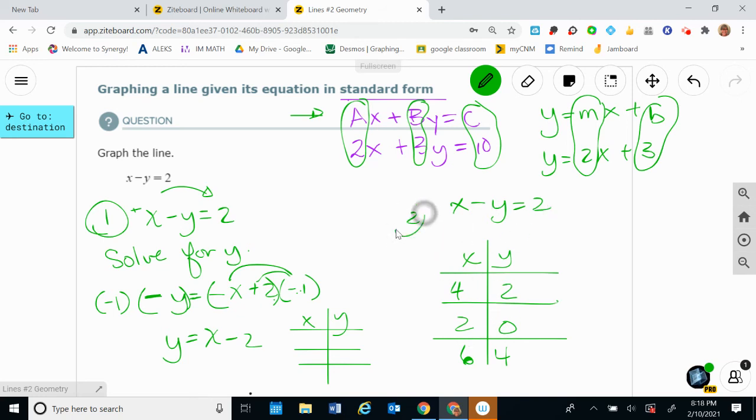So this is the second way. Sometimes you can't do this very easily. These ones are super easy, so that's why it makes it really nice. It's good to know this way for the hard ones.